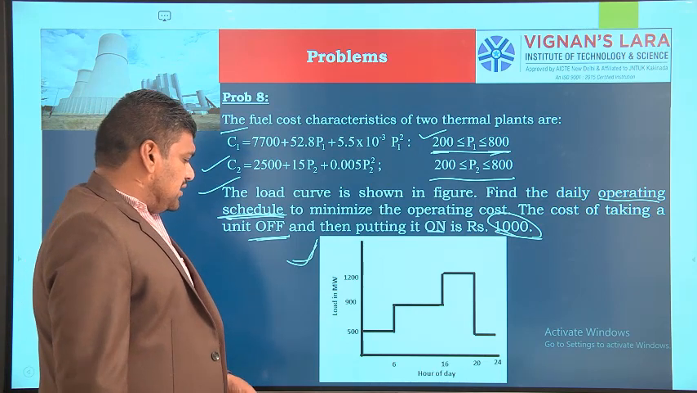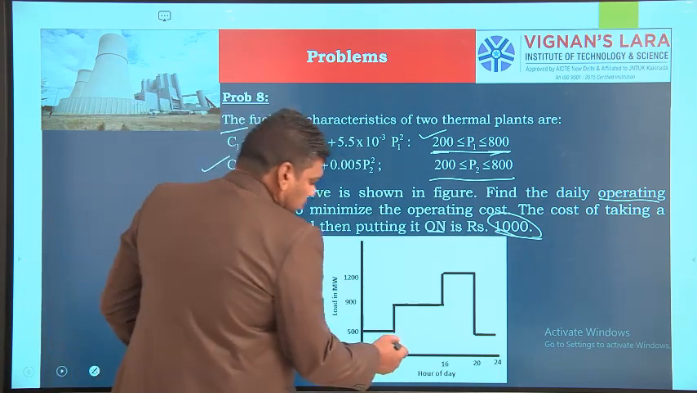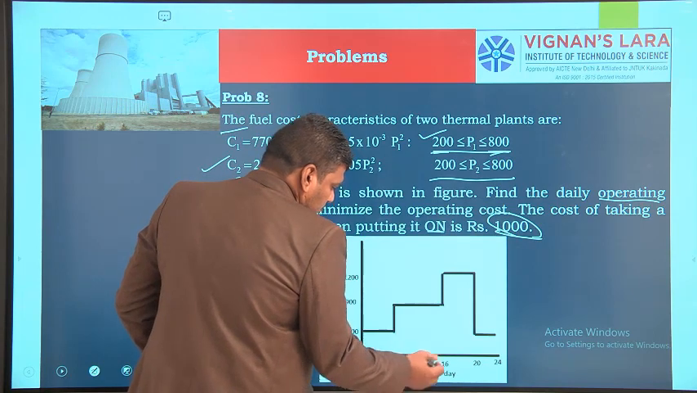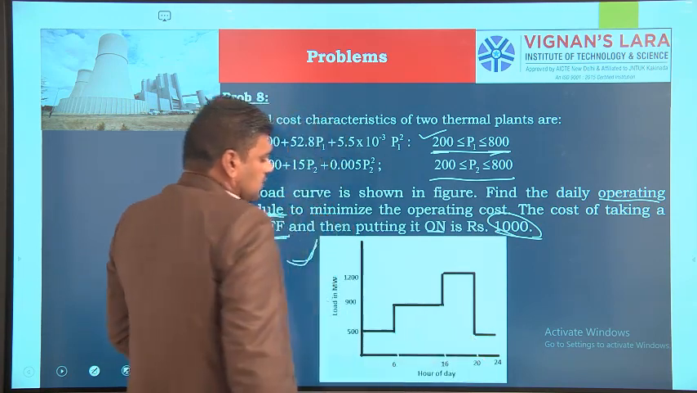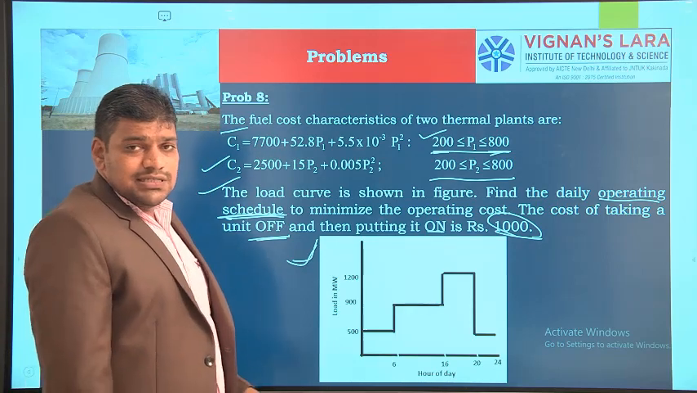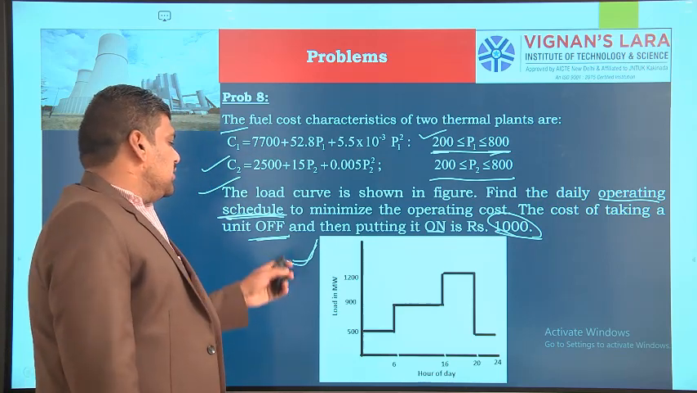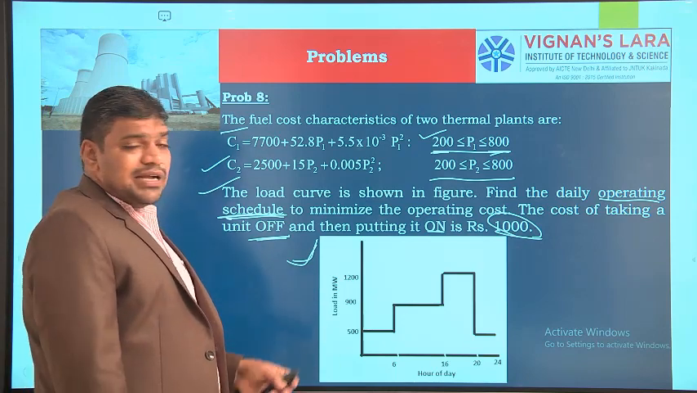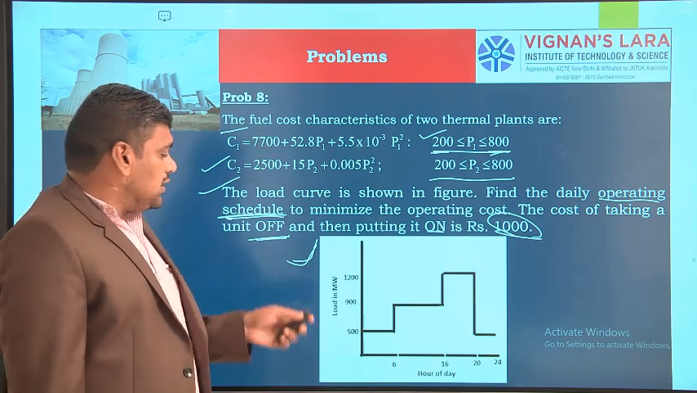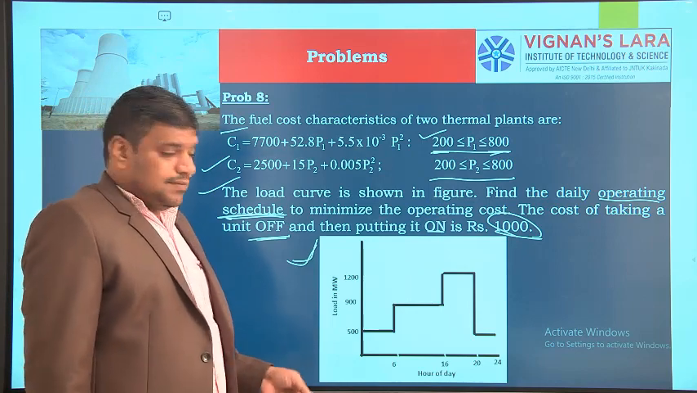900 megawatts exists from 6 to 16, that is 10 hours. Then 1200 megawatts is for 4 hours. So this is the daily load curve given.